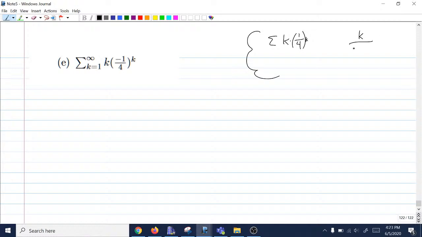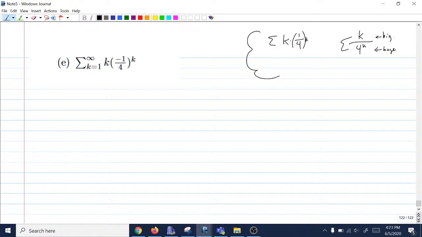k is not that big. 4 to the k is huge. The bottom is way bigger than the top. Under most circumstances, I'd expect this to converge, and it does. And the series should probably converge too. It definitely goes to 0, so at the very least, this thing converges by the alternating series test. But probably the series converges also.